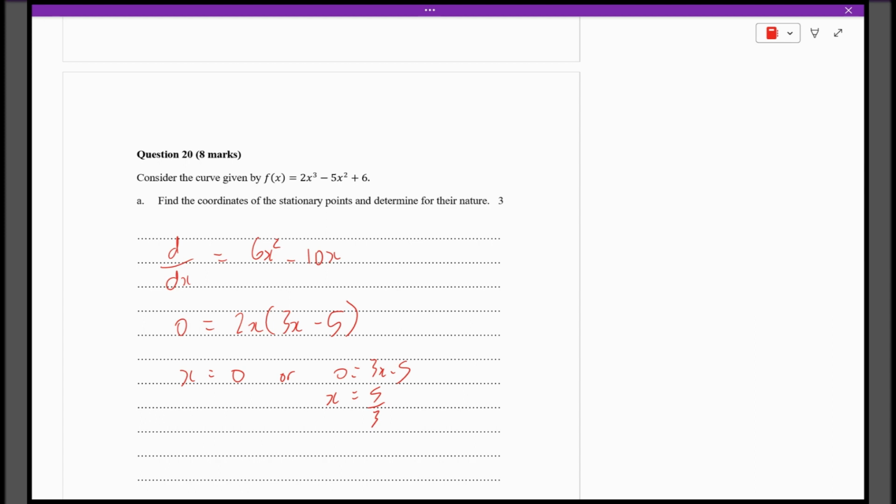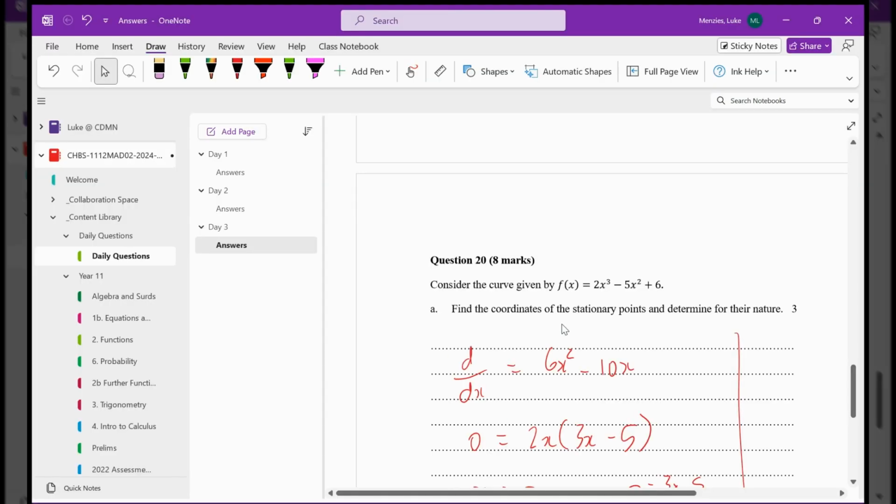And what we want to do is determine their nature. So we can do that by second derivative test. That's the way I do it. We can find those points as well. Actually, we've got to find the stationary points. So we haven't done that. So we need to do that as well.